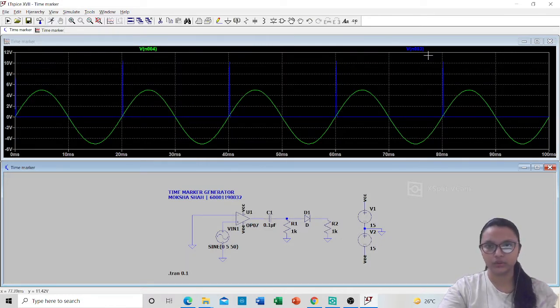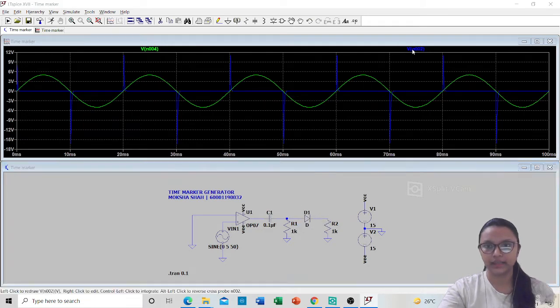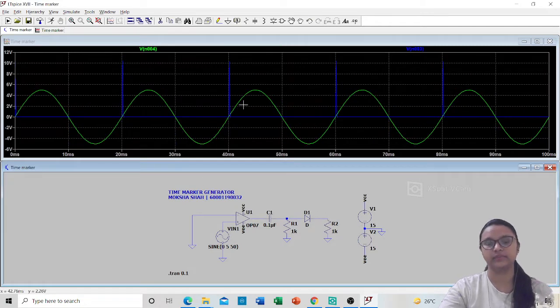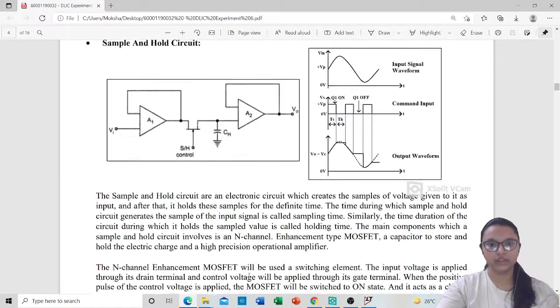And to show you one more thing, I'll just right click and delete this trace, and check the output at this part. When it's not crossing the diode, you will get both positive and negative spikes. Since it's not passed through the diode, it is not cutting off the negative spikes at the input. So this is the proper one. This was about the time marker generator.